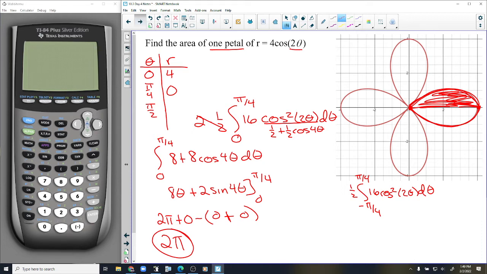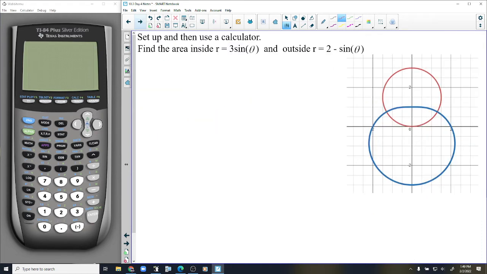All right. Find the area of one petal. Got it. What if we throw 2 shapes into this? Set up and then use a calculator. We haven't really been finding answers. We'll do that on this one. We did find answers, actually. Find the area inside r equals 3 sine theta, and outside that dimpled, no, that's actually going to be convex.